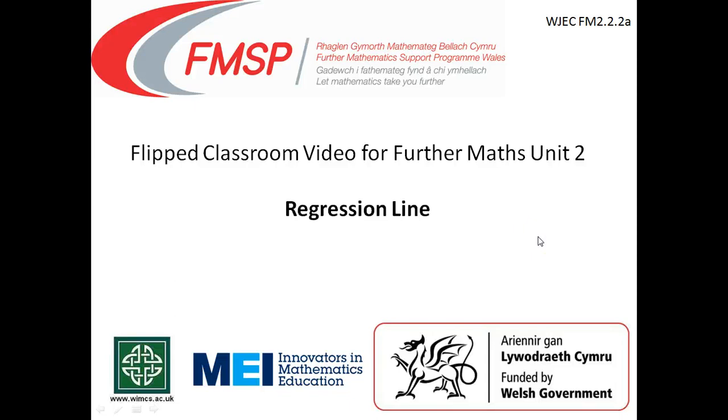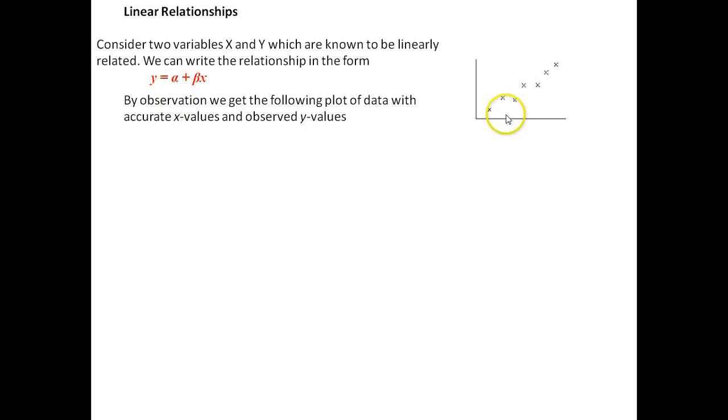Flipped classroom video for Further Maths Unit 2, regression line. Consider two variables x and y which are known to be linearly related. We can write the relationship in the form y equals alpha plus beta x. Think of y equals mx plus c, where c, our alpha, would be our y-intercept, and beta would be the gradient. Where we start from would be the alpha.